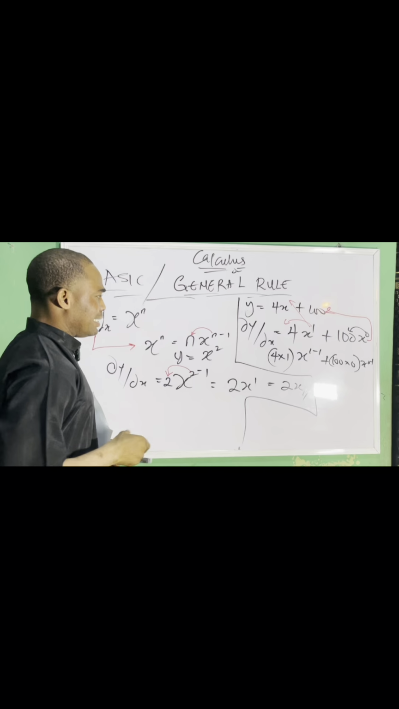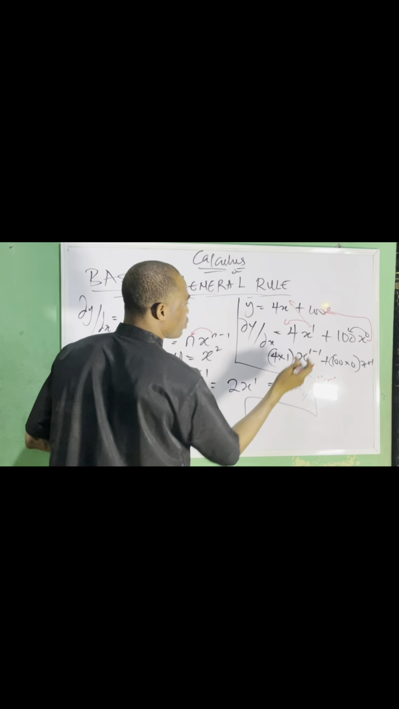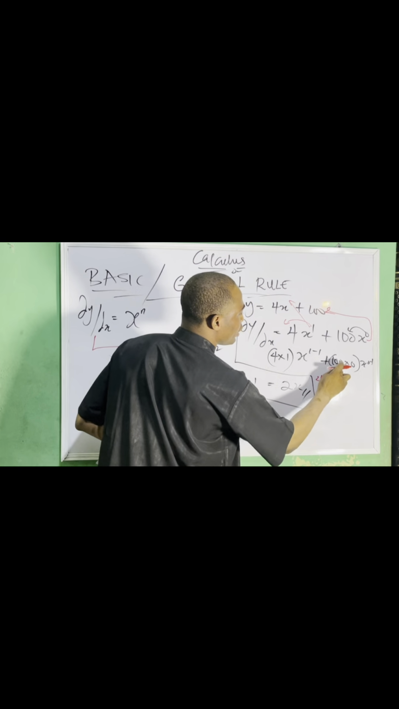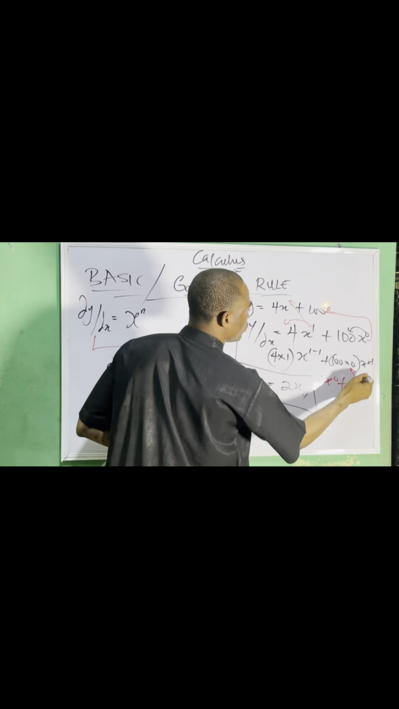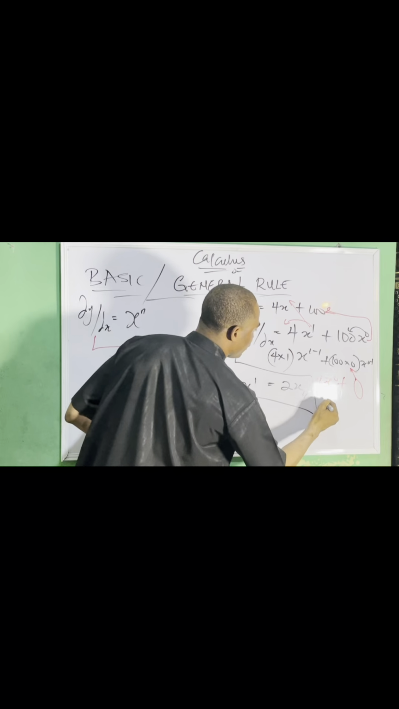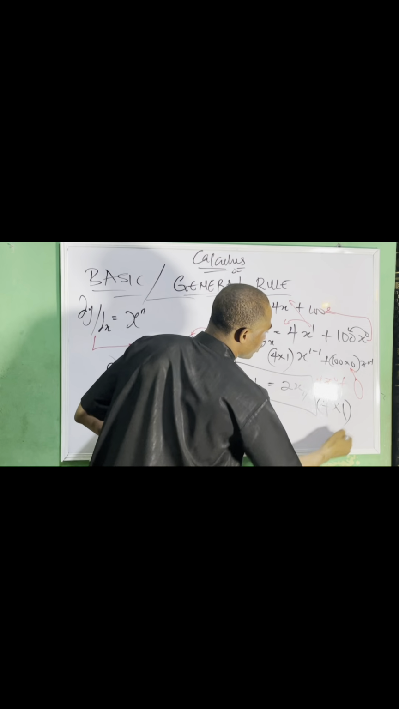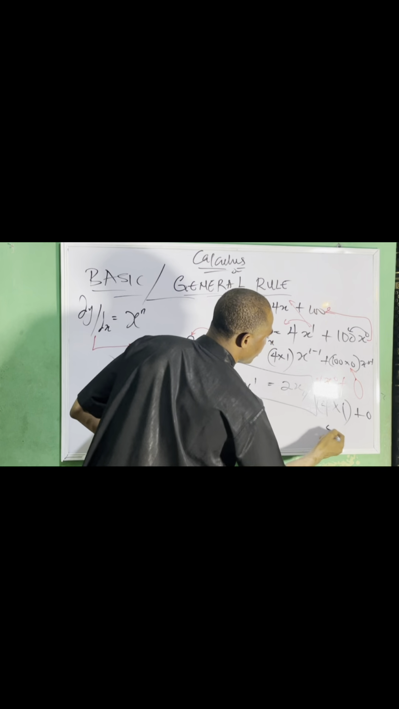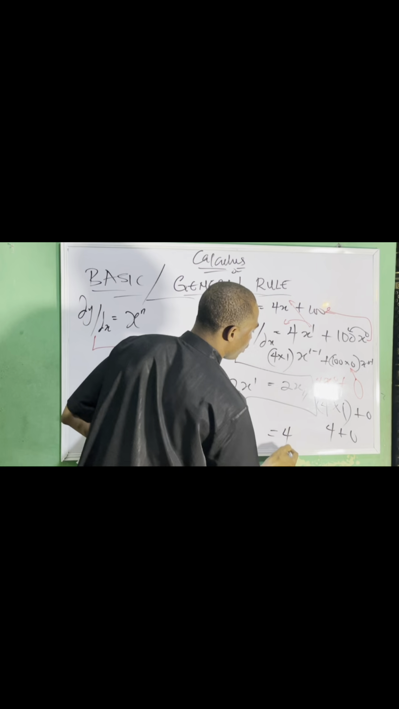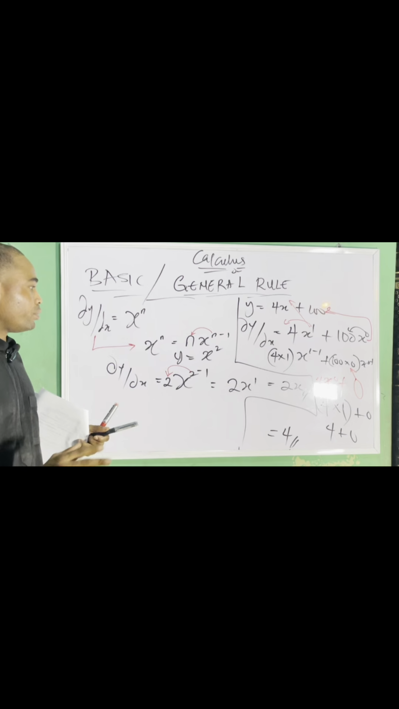So automatically, 4 times 1 is going to give you 4, x raised to power 0, because 1 minus 1 will give you this. Then 100 times 0, everything here is 0. Then 4x raised to power 0, anything raised to power 0 is 1. Therefore, we have 4 times 1, plus 0. Then 4 times 1 will be 4, plus 0. My final answer will be 4. So that is the principle of the general rule. Very, very simple.